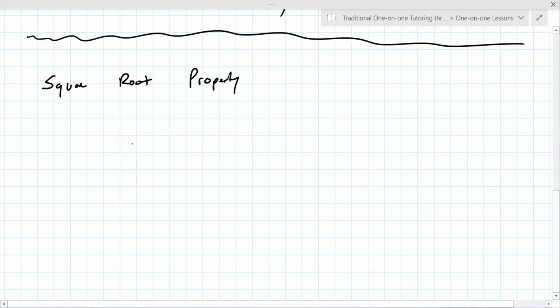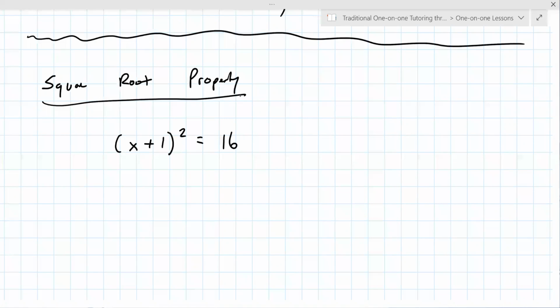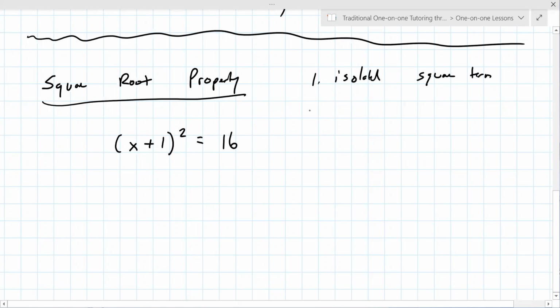Here's an example of a square root property problem. Can you tell me in your own words why you think this is a square root property? Because there's a squared in it, but then also it equals a number, so it doesn't equal 0. Those are both true. I would call that an isolated square term, and like you said, there's a number on the other side.